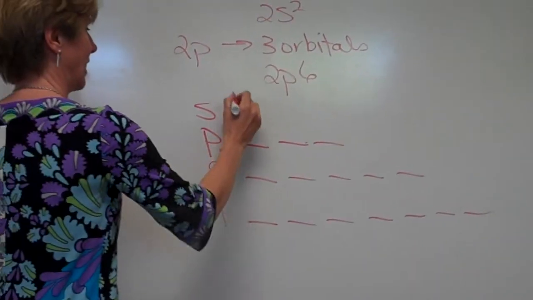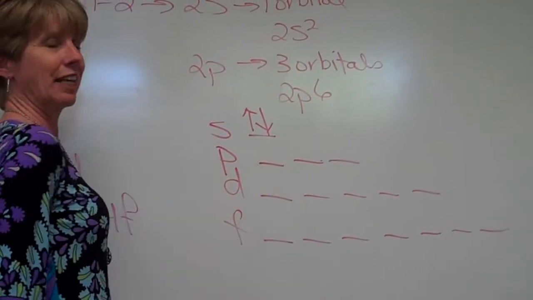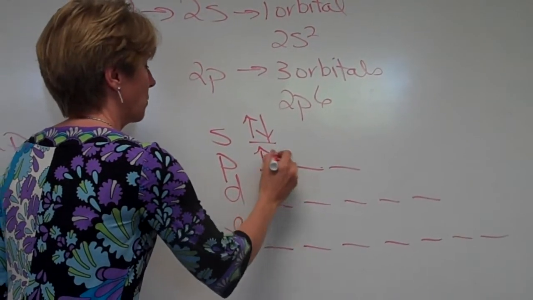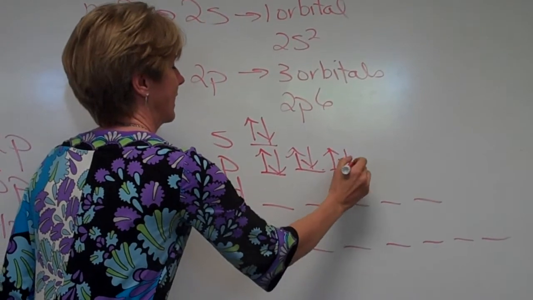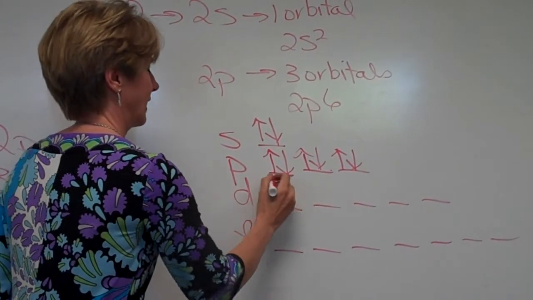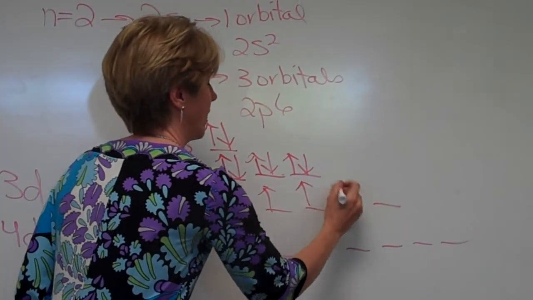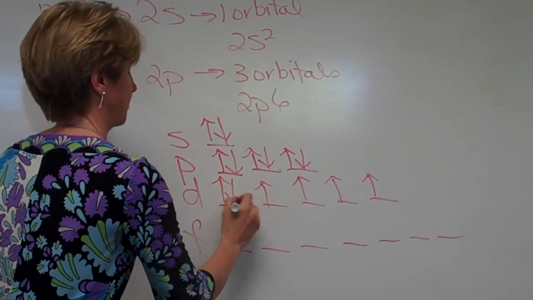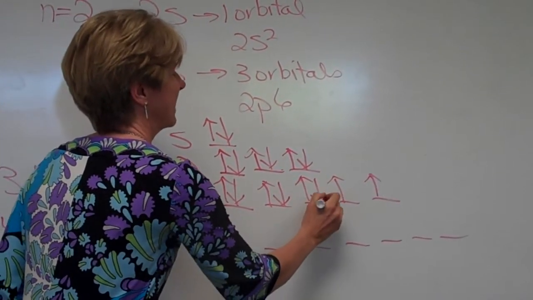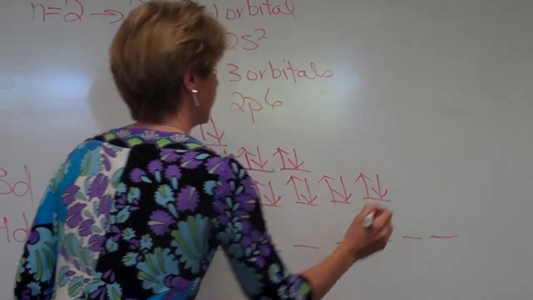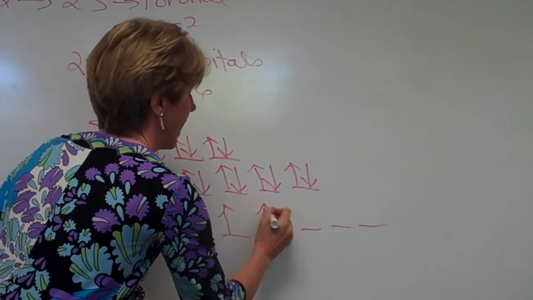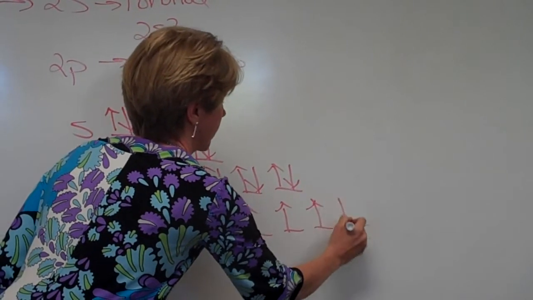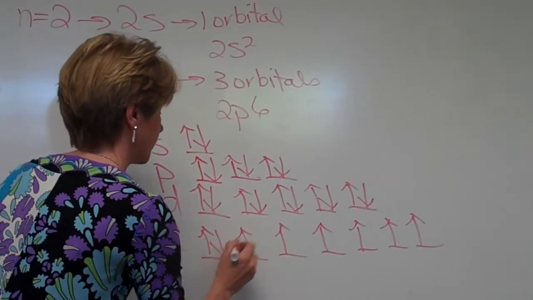So let's do it. Okay? S. Up, down. Let's do P. They don't pair until they have to. Remember this? D. They don't pair until they have to. Empty seat on the bus principle, right? F. They don't pair until they have to. Okay.